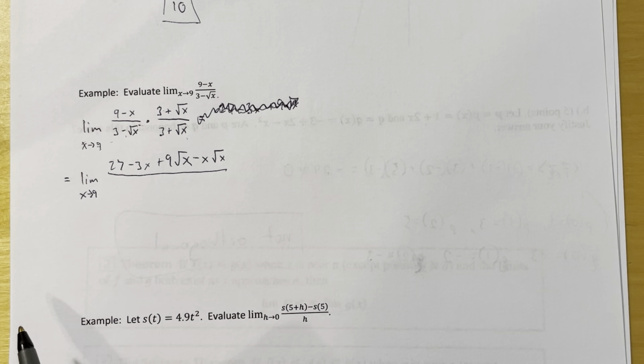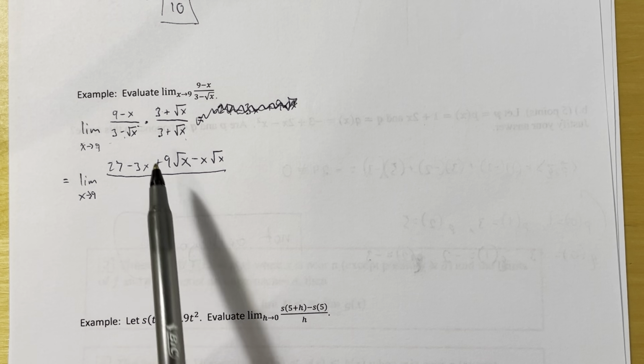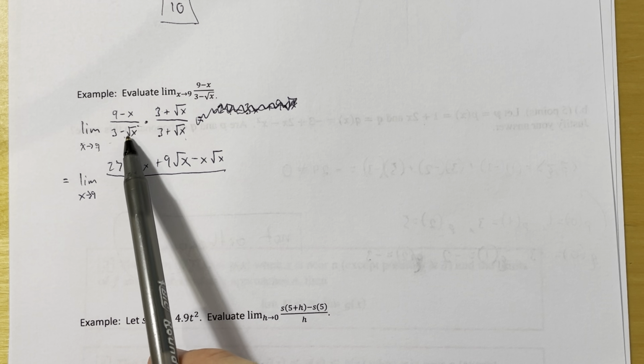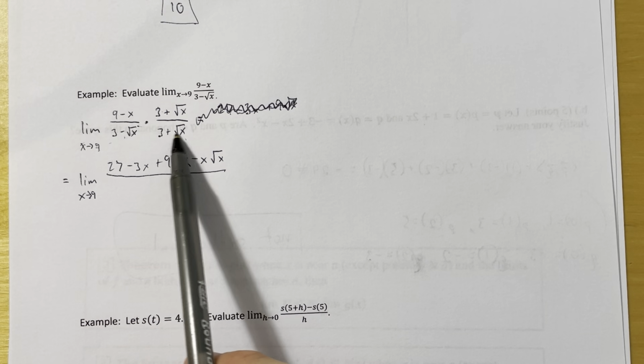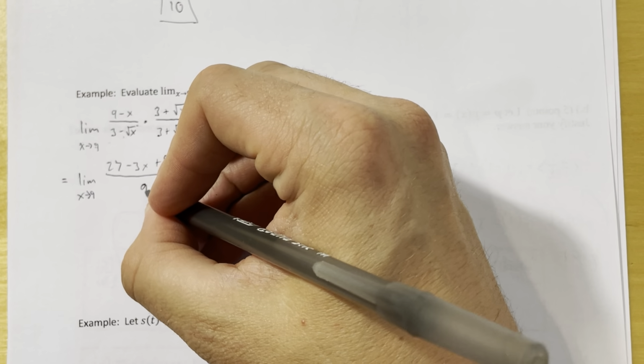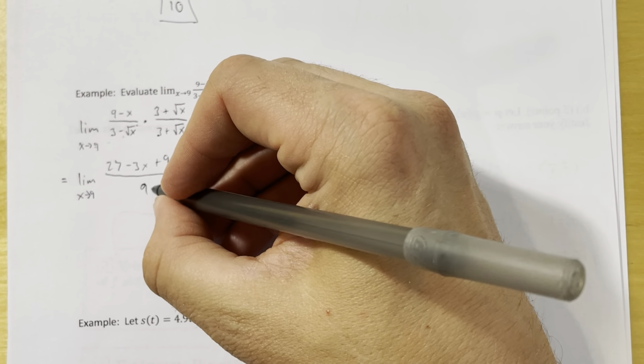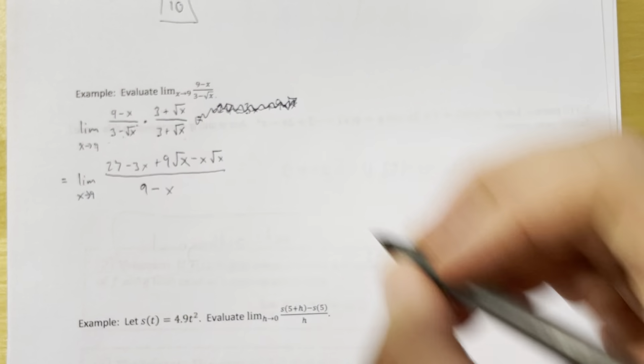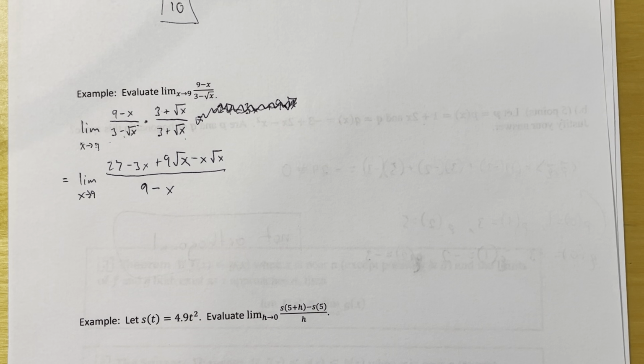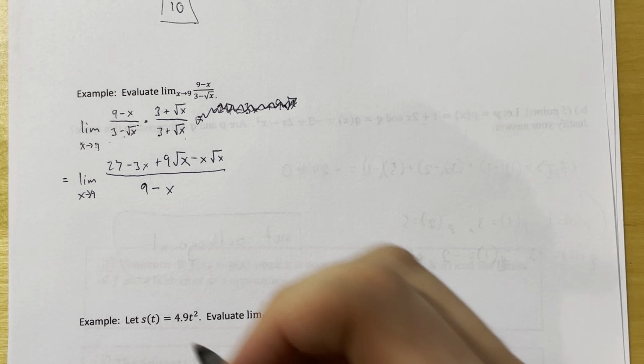Down here, we think of that as like a difference of squares. So I'm multiplying this expression by this one, and I'm going to get 9 minus x out of that. That's going to be my end result. Okay, now let's see if we can simplify things even further.